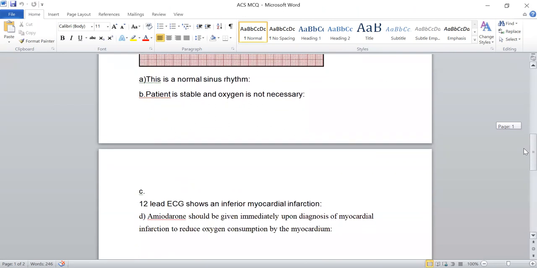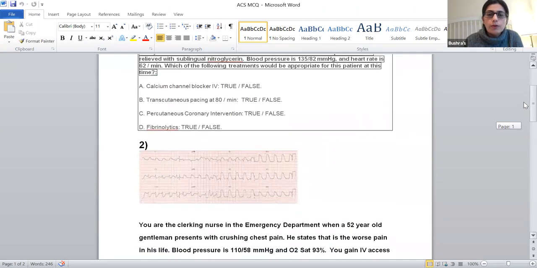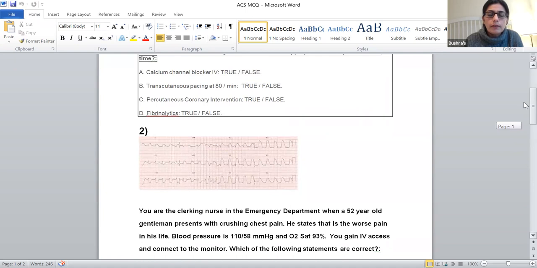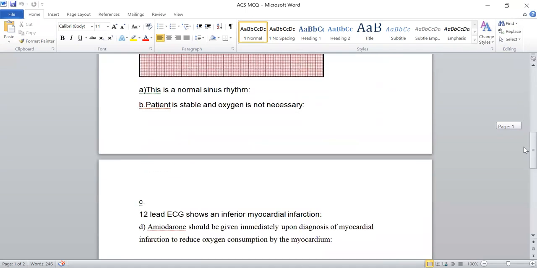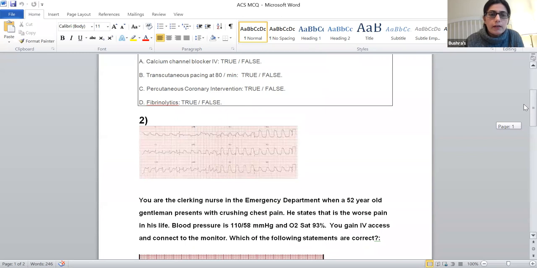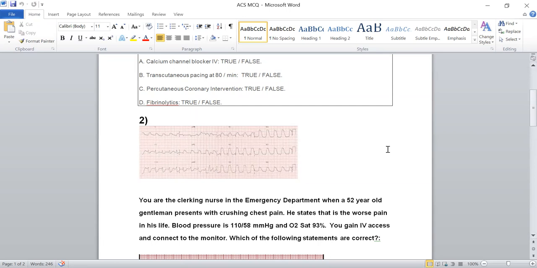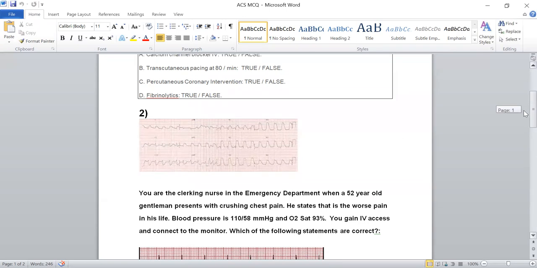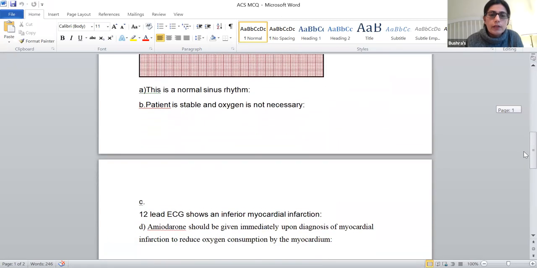The 12 lead ECG, what sort of MI is it showing? The question says the 12 lead ECG shows an inferior myocardial infarction. Which leads are involved? Madam, there is an anteroseptal, diffuse ST elevation in the anterior chest leads, and reciprocal changes in the inferior leads. So this is not an inferior MI. This is false.